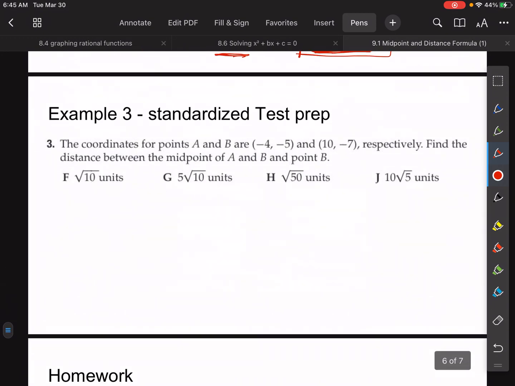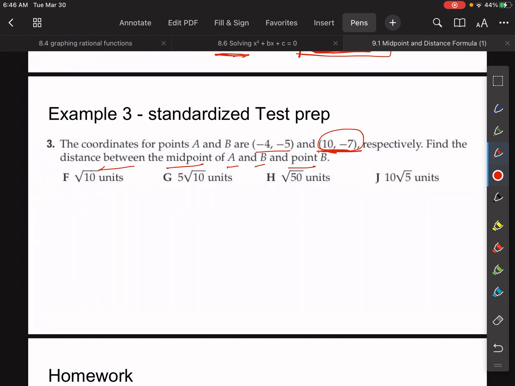Example 3 says the coordinates for these points are this guy and this guy, respectively. Find the distance between the midpoint of A and B and point B. So here's point B. They want us to do 2 things here. They first want us to find the midpoint. So let's find the midpoint, and then we'll use that and point B to find the distance, right?